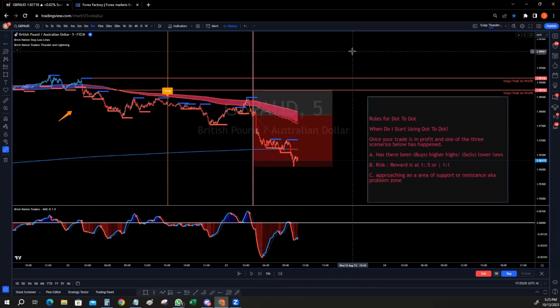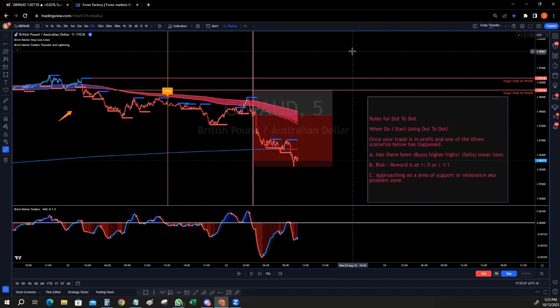So what is dot to dot? Dot to dot is a systematic way to help manage your trade. And management of trades is one of the most difficult things to do in trading, period, right? It's the idea of when do you exit a trade, when do you take partials, when do you move your stop to break even, when do you move your stop farther in profit? That is one of the most difficult things that everyone is constantly trying to figure out how to do better.